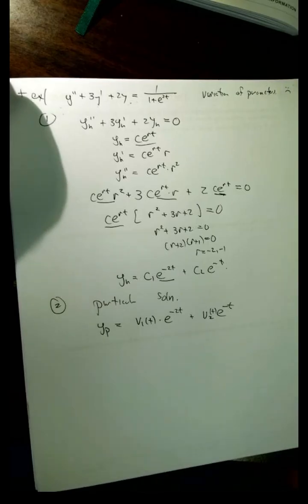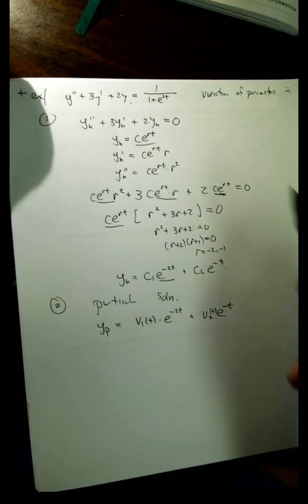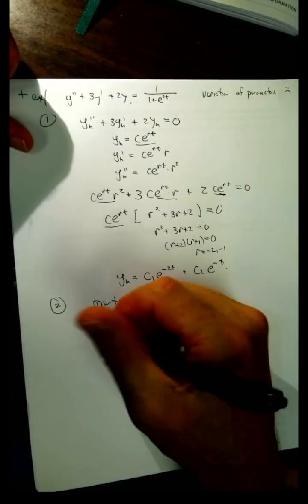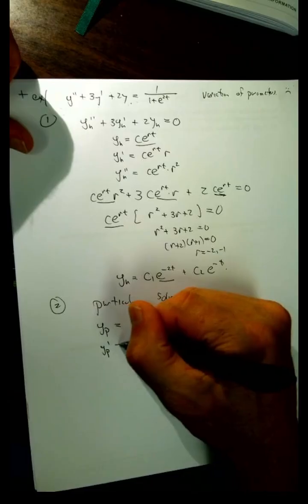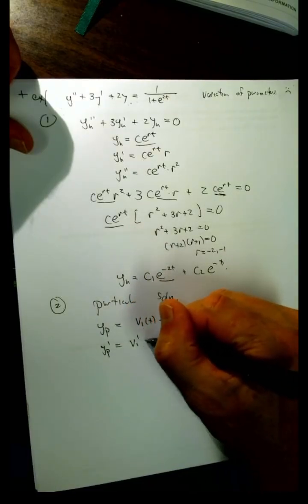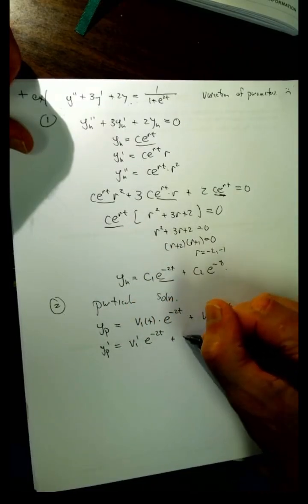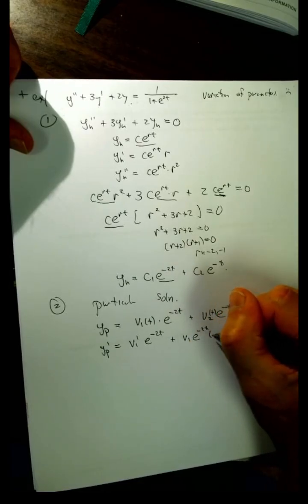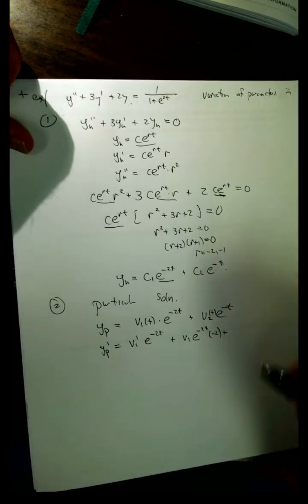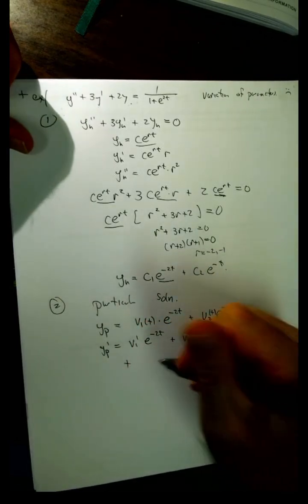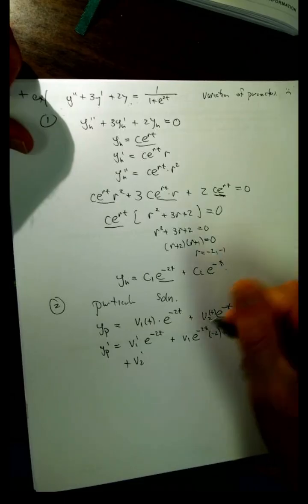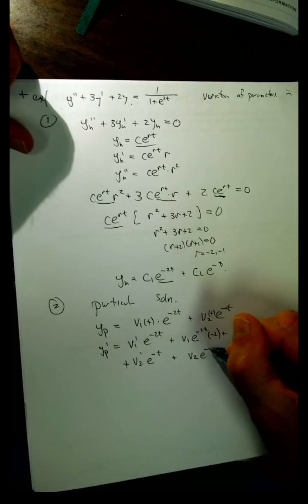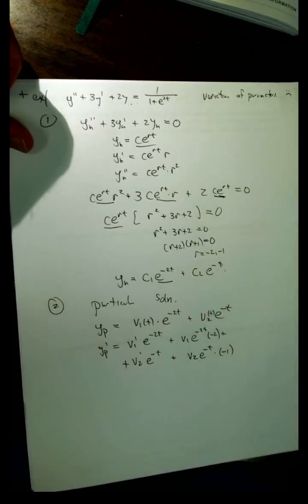I'm going to plug this into my original DE and see what that means. So I have to take two derivatives. I have two unknowns and only one equation, so I'm going to make something up after this next step. My first derivative is going to be v1 prime times e to the minus 2t plus v1 times the derivative of e to the minus 2t, which is e to the minus 2t times minus 2. And let's do this plus the derivative of v2 e to the minus t, which is v2 prime e to the minus t plus v2 e to the minus t times a minus 1, because of the derivative of minus t.